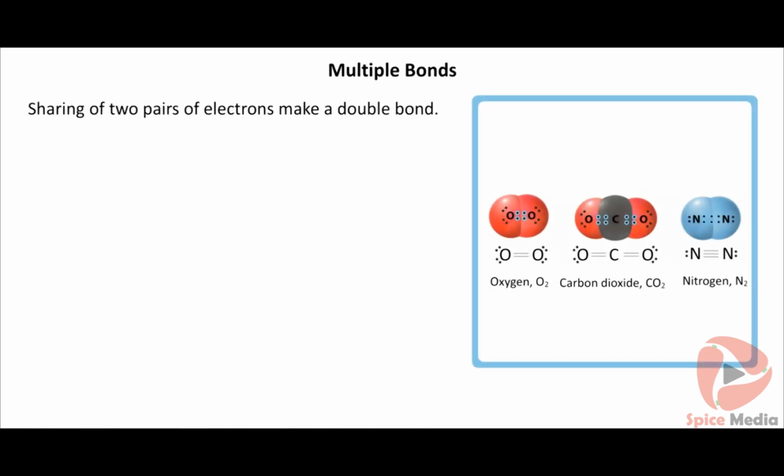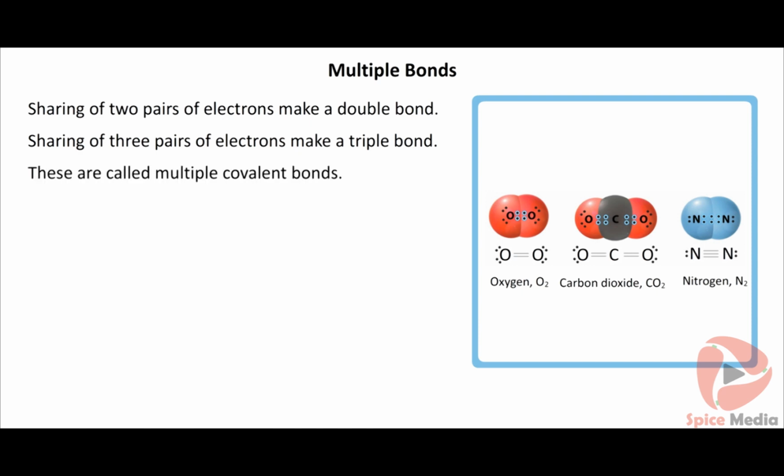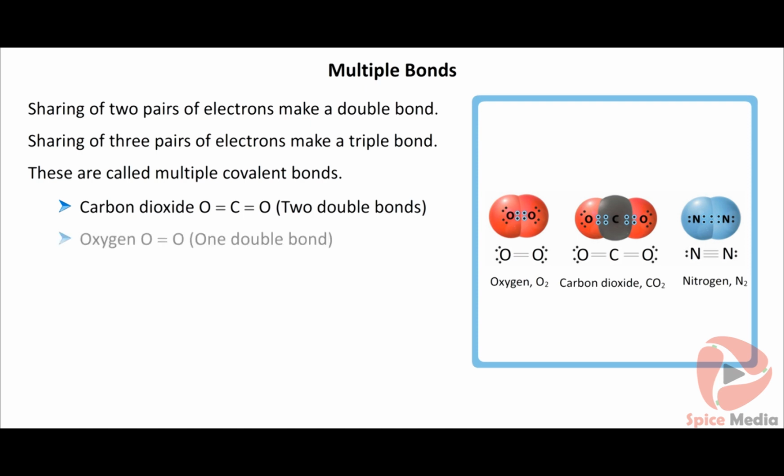Sharing of 2 pairs of electrons makes a double bond. Sharing of 3 pairs of electrons makes a triple bond. These are called multiple covalent bonds. Carbon dioxide, O=C=O, 2 double bonds. Oxygen, O=O, 1 double bond. Nitrogen, N≡N, 1 triple bond.